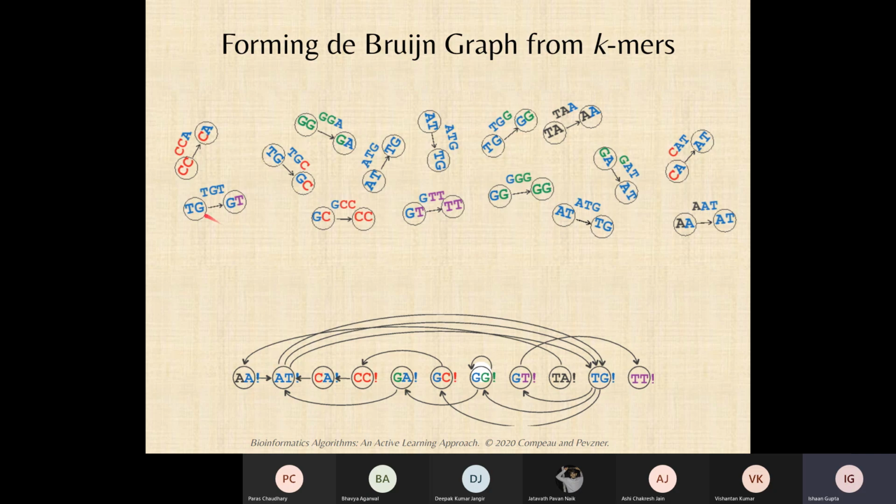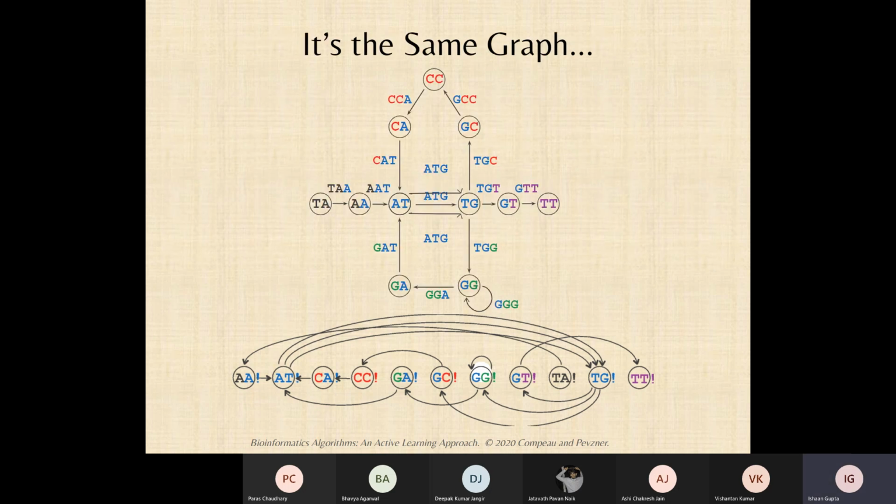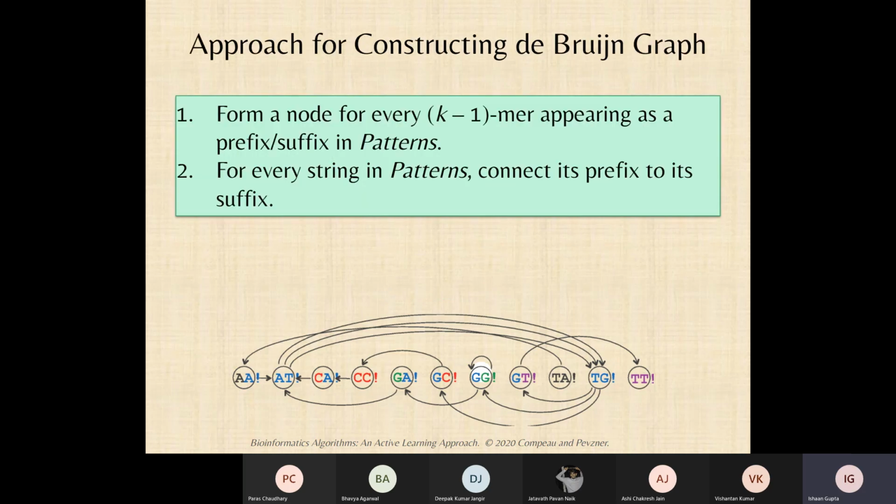Instead of defining nodes as k-mers, you define edges as k-mers. Instead of having an algorithm that tries to visit each node once, you try to have an algorithm which visits each edge once. All right, so that's the simple difference between an overlap graph and a De Bruijn graph. It's basically the same graph that I showed you.